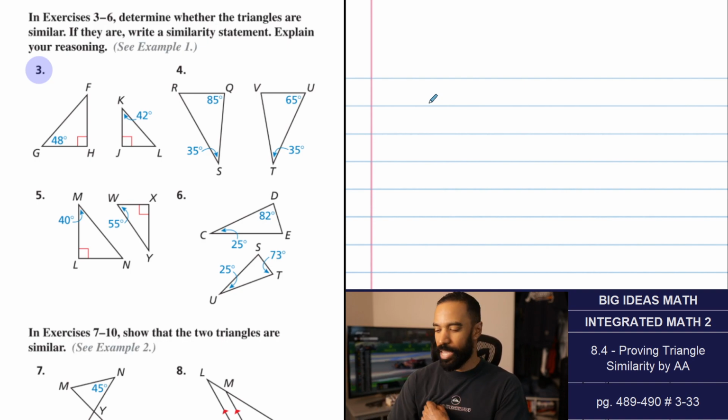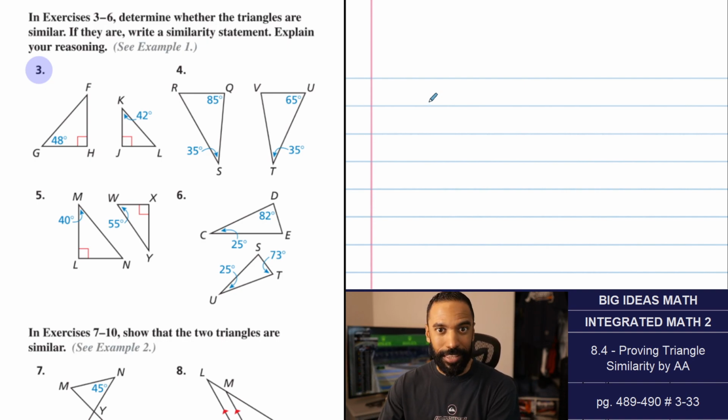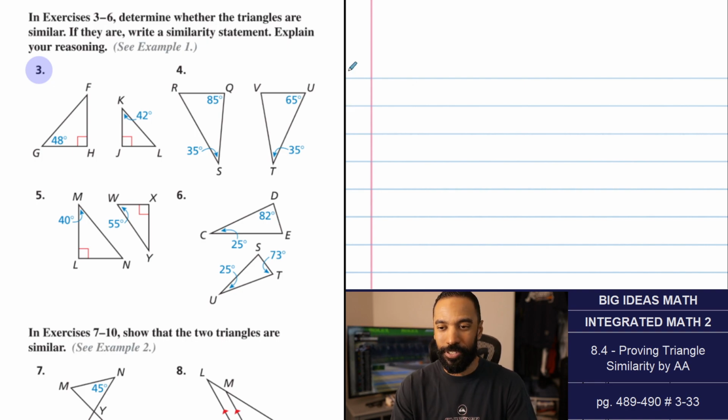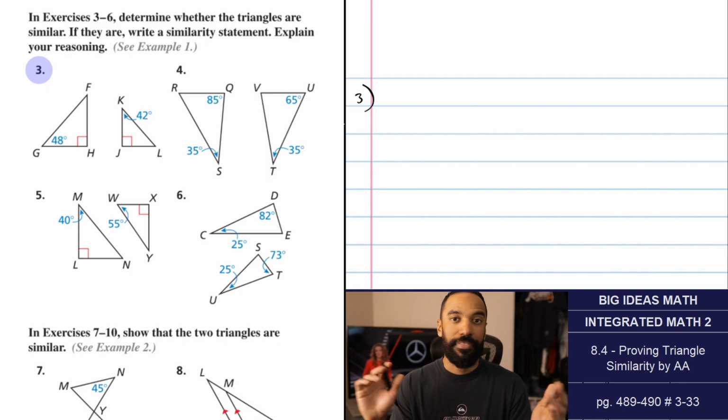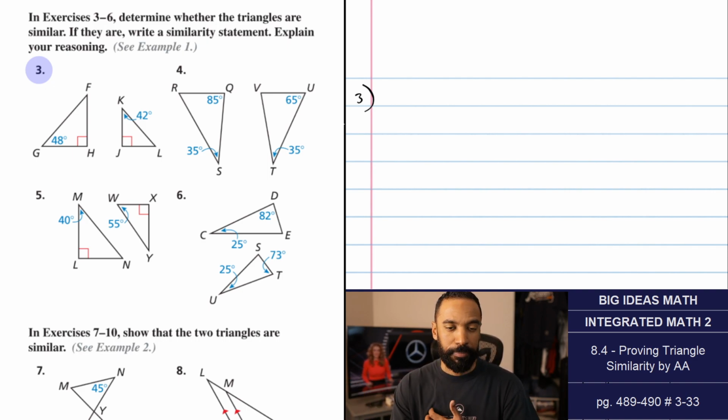Numbers 3 through 6, and I'll let the drawing of the triangles be on the left side of the screen while I do some stuff on the right side of the screen. In exercises 3 through 6, determine whether the triangles are similar. If they are, write a similarity statement. Explain your reasoning. If they're not, we say the triangles are not similar, right?